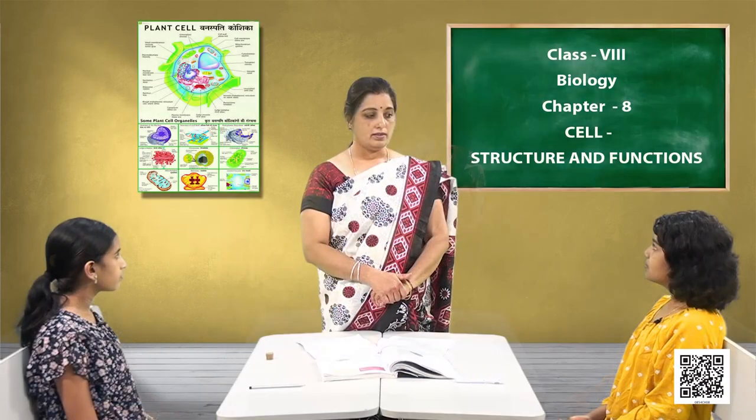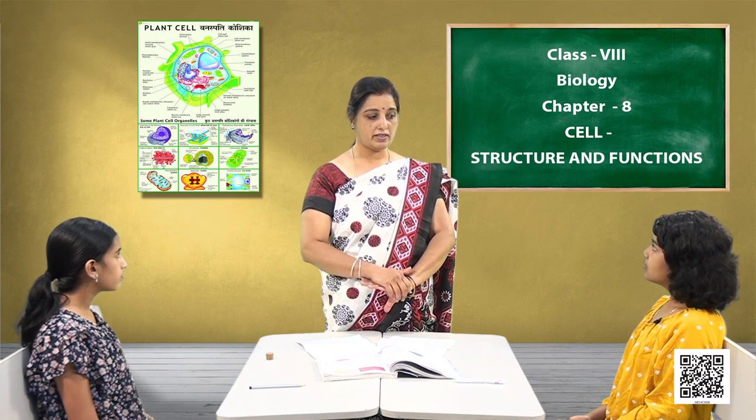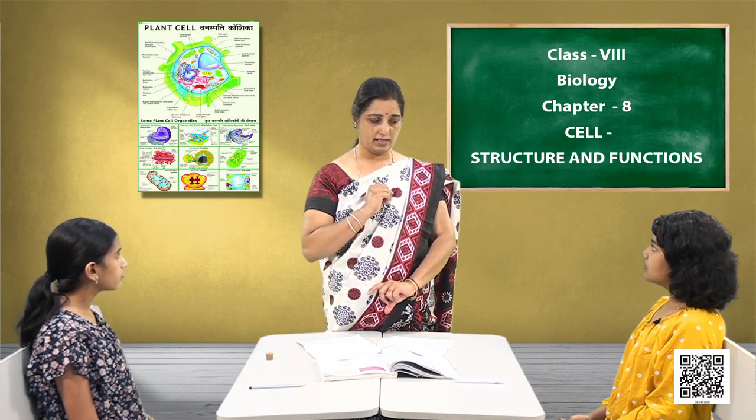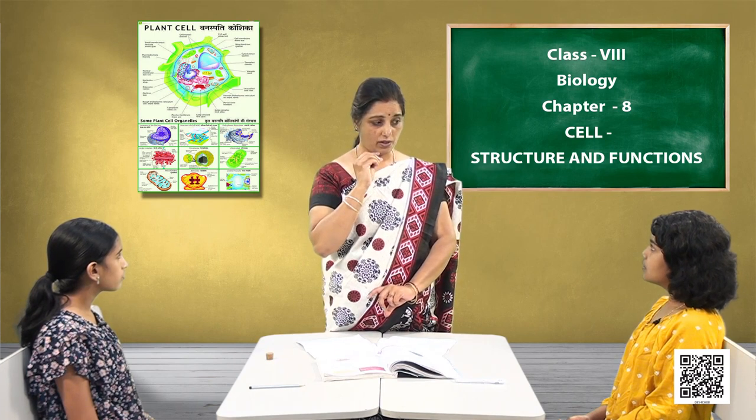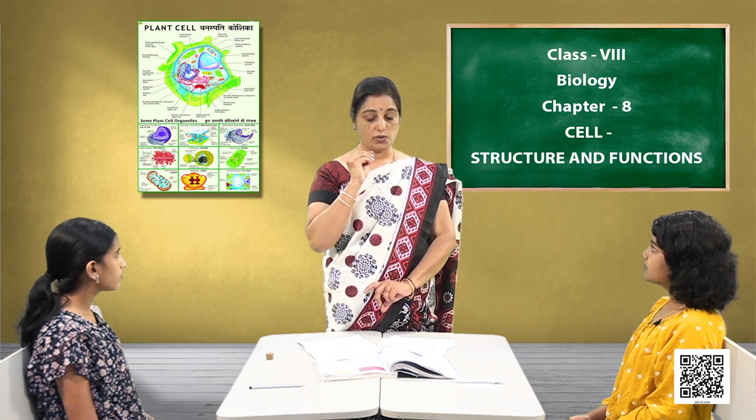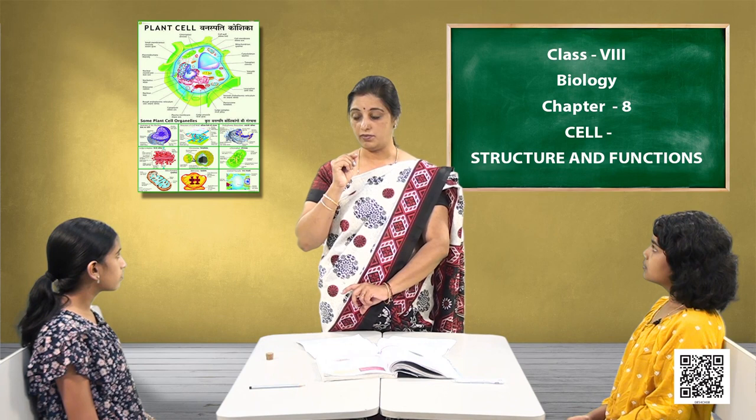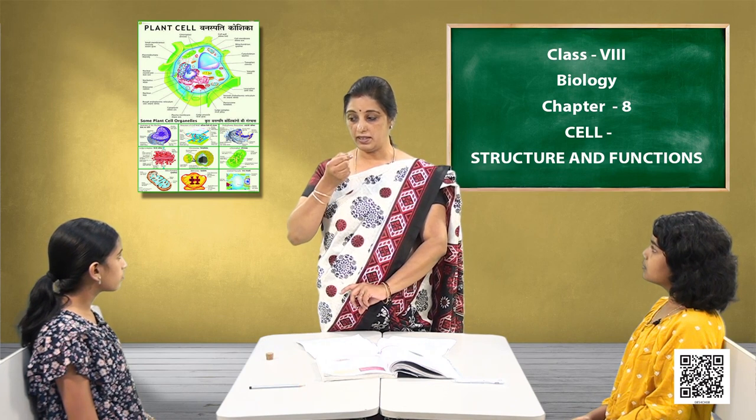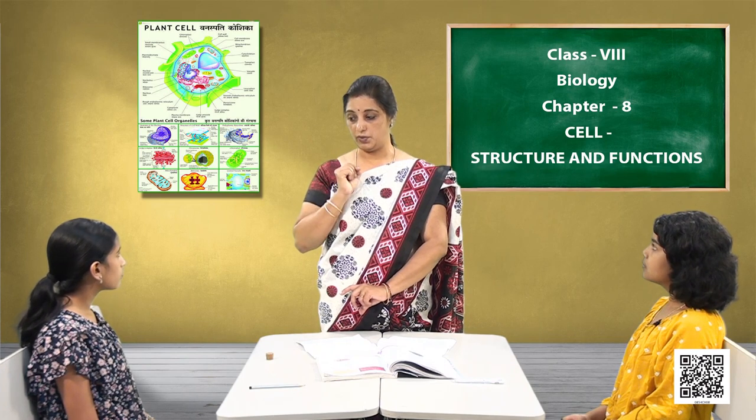Ma'am, can we see cells through our eyes? Yeah, some of the cells you can see. Usually many of the cells are microscopic in nature. Microscopic in the sense their sizes will be very, very small. You measure in terms of a micrometer. You know what is a micrometer? 1 micrometer is 1 by 10 to the power 6 meter.